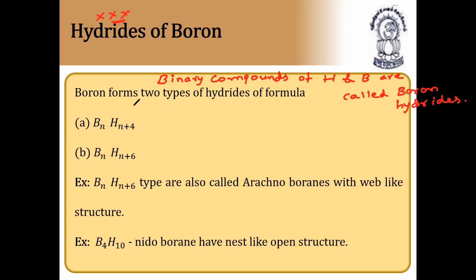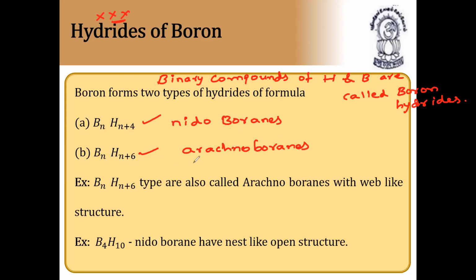Boron forms two types of hydrides: the formula BnHn+4 is the first one, and BnHn+6 is the second series. BnHn+4 are called nidoboranes. Please note it down. And BnHn+6 are called arachnoboranes.